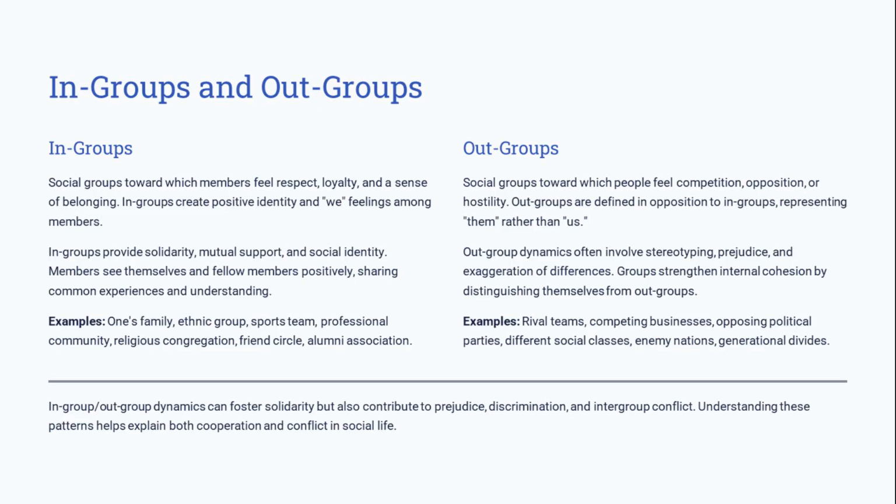In-groups foster solidarity, loyalty, and a sense of belonging, creating positive identity and "we" feelings. Out-groups are defined in opposition, often representing competition or hostility. Understanding in-group/out-group dynamics is crucial for recognizing how they influence social cohesion and conflict, impacting social life and relationships.